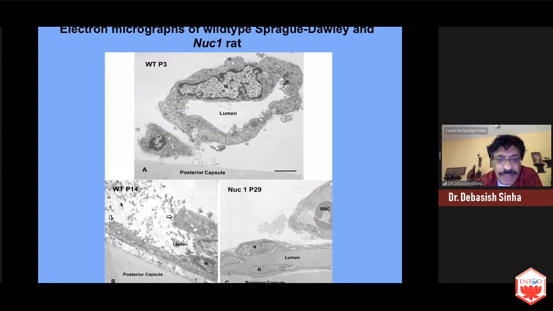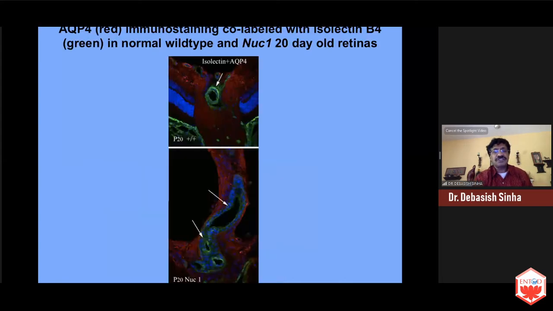And again, by P14 of wild type, you can see that the regression has started. It starts degenerating. But interestingly, at P29, when it should have regressed completely, you can still see that it is intact by EM also, that you can see the nucleus, you can see some RBCs, so the fetal vasculature still remains.